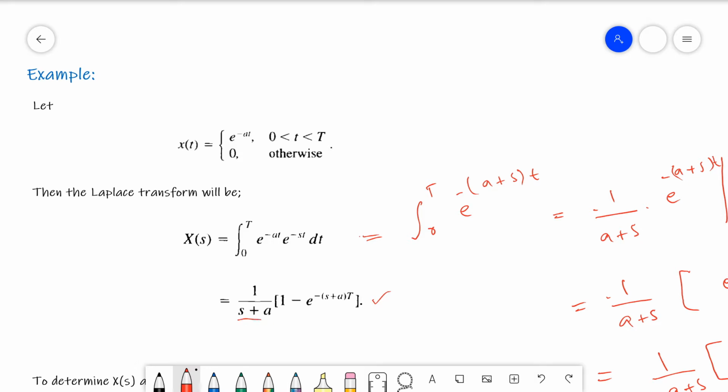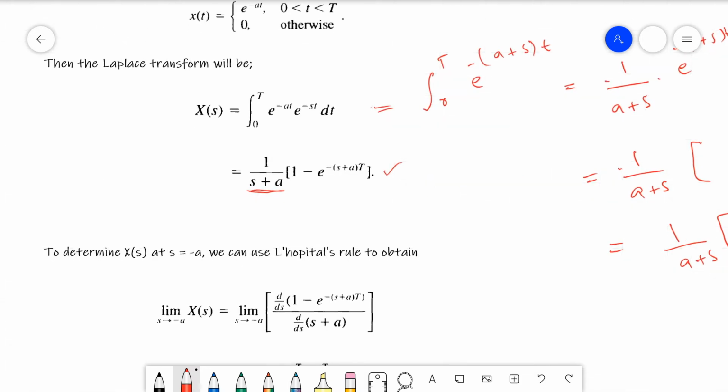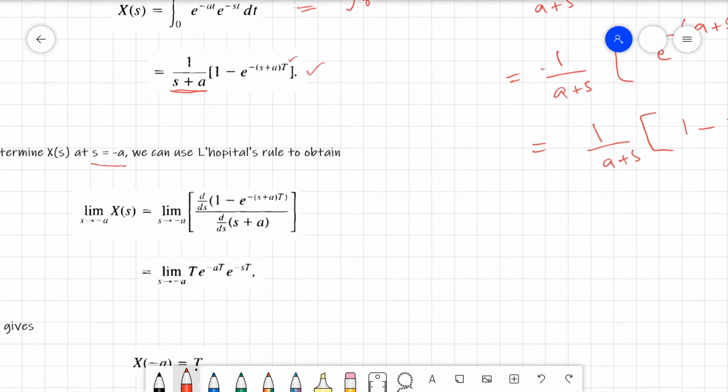But if we see here, it appears that there is a pole at s equals to minus a, and we have seen from property number 2 that this pole at s equals to minus a cannot be in the region of convergence. So what does that mean? That means that property 2 and property 3 are conflicting. They have conflicting requirements. So let's see. At s equals to minus a, what is the value of x of s? We can use L'Hopital's rule, because if we put s equals to minus a here, the denominator will be 0 and the numerator will be 0 as well. So we have to apply the L'Hopital rule.